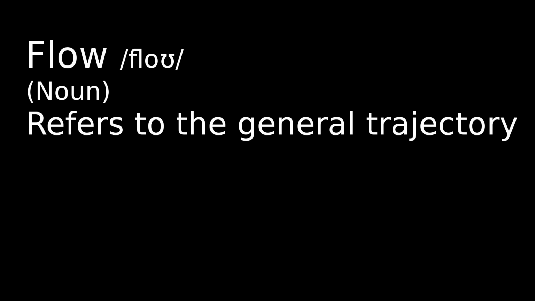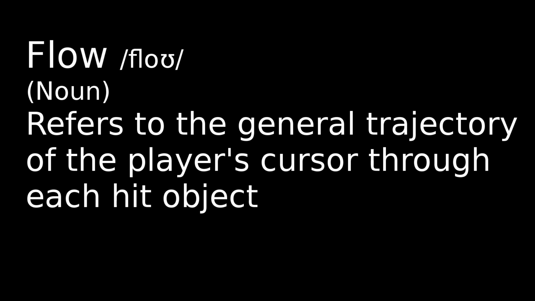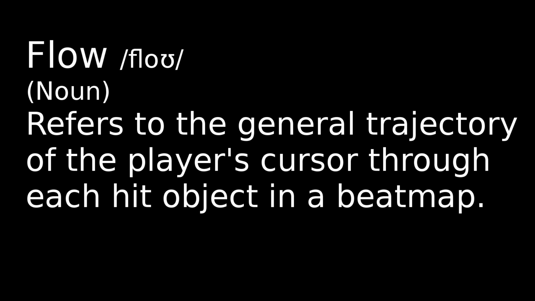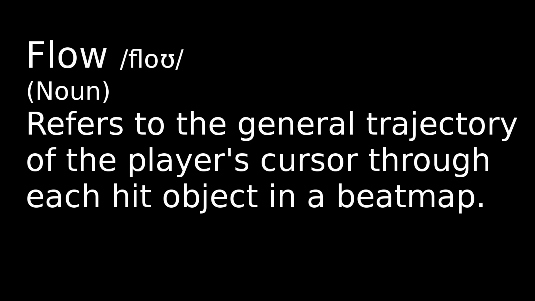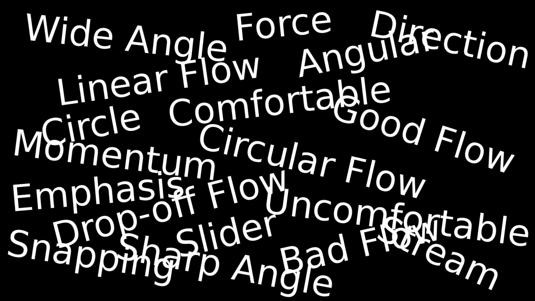Flow refers to the general trajectory of the player's cursor through each hit object in a beat map, i.e. how the player moves their cursor to click the circles. So that's the general definition of flow, but the whole topic of flow is a bit more complicated than that.